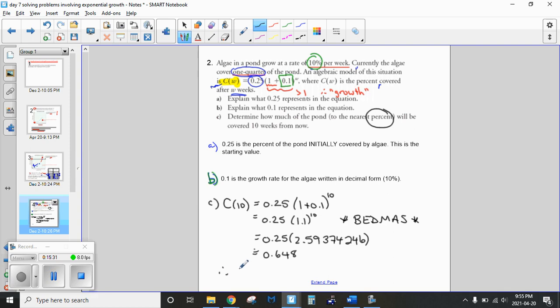And therefore, 64.8%. Oh, it said to round to the nearest percent, so I'll round it up to 65. Approximately 65% is covered by algae in 10 weeks.